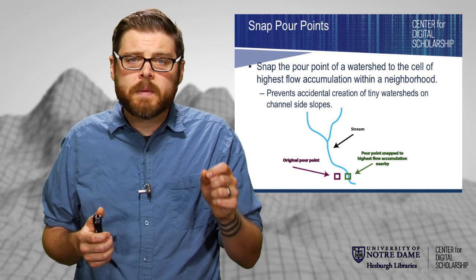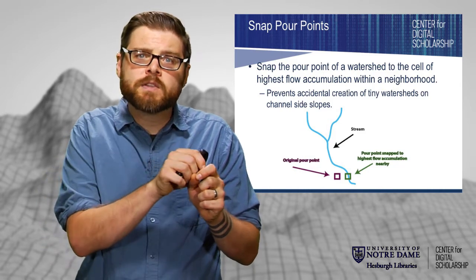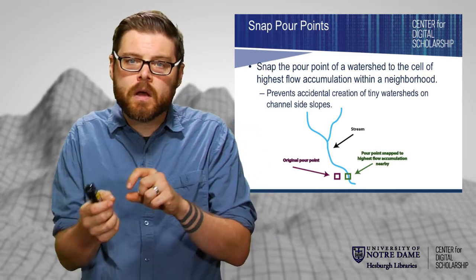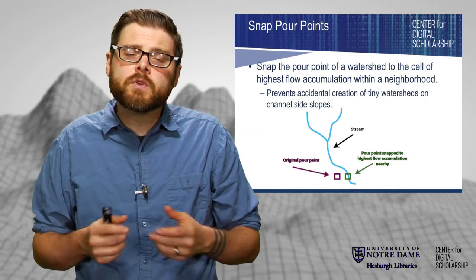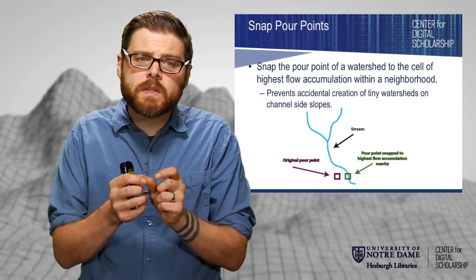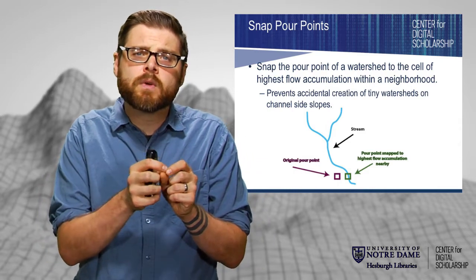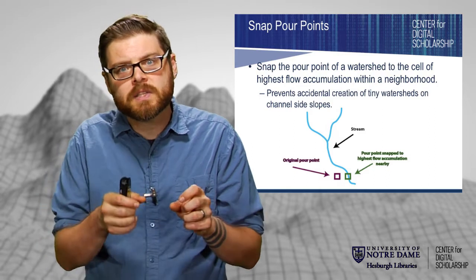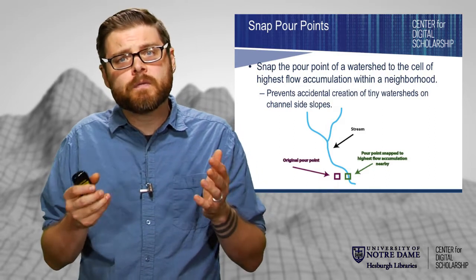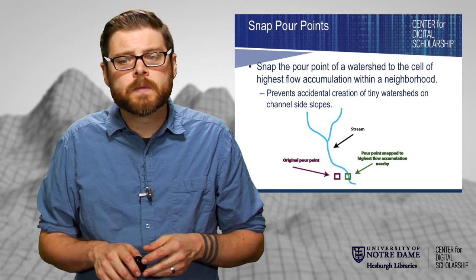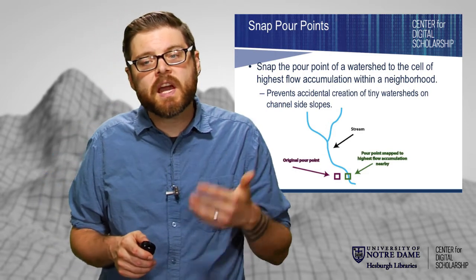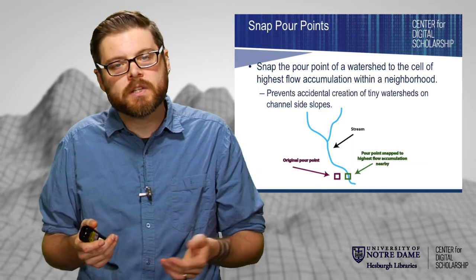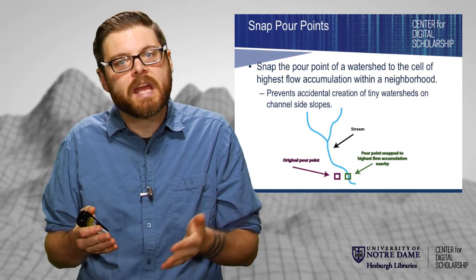And it may be that we're just a hair over the edge of 1 pixel, or we're just sort of slightly within a higher one than we want to be. So usually what we want to do is move these things slightly so that they match up with wherever the highest flow accumulation within a radius is. This will give us a better measure of what's going to happen at that particular spot. And what this does is it kind of prevents accidental creation of very, very small watersheds kind of on the side of a channel or something like that.